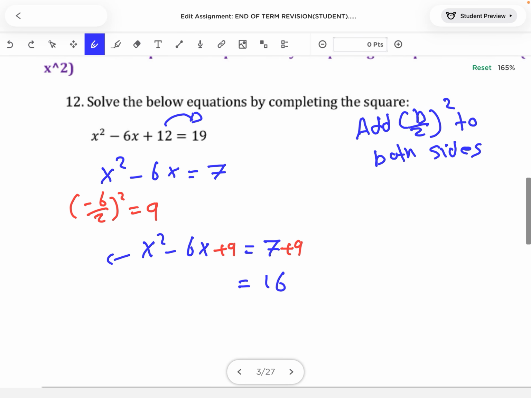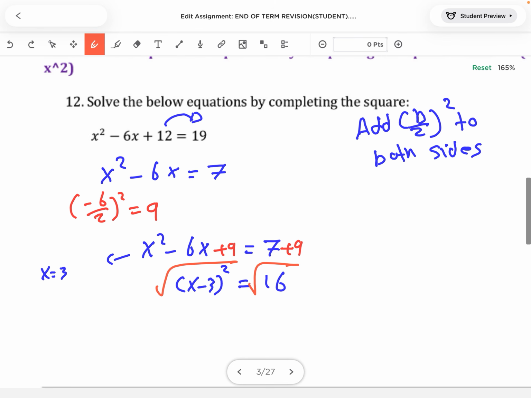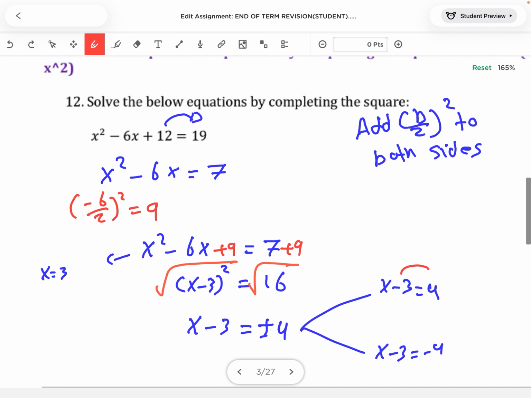On the left side, the 3 gives x minus 3 to the power 2, because I have only one answer. Take the square root of both sides. So we get x minus 3 equals plus or minus 4. So I have two choices. Either x minus 3 equals 4, or x minus 3 equals negative 4. Move it and move it. So x equals 7 and x equals negative 1.